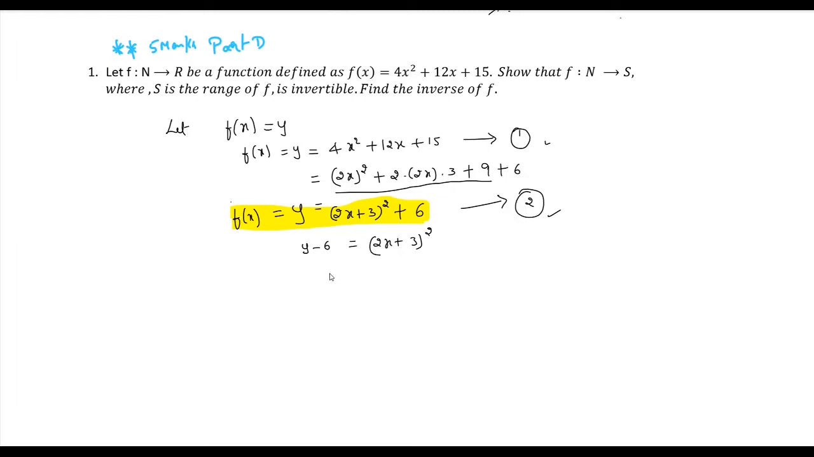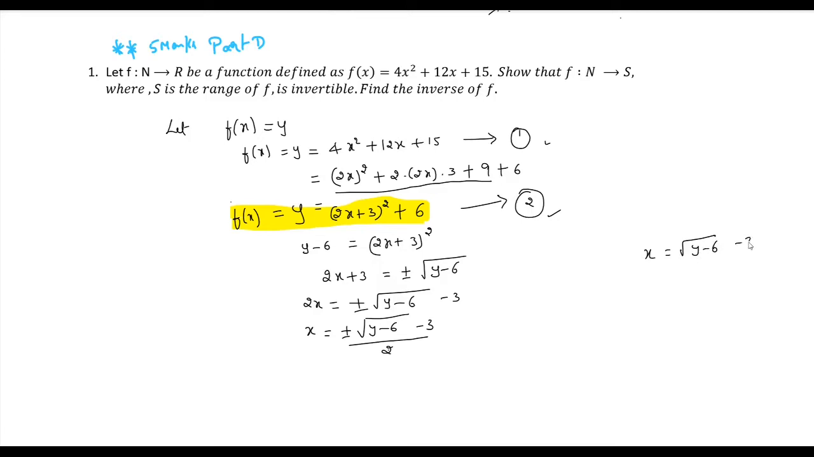So this will be 2x plus 3 plus or minus root of y minus 6. So this will be root of y minus 6 minus 3. So x will be plus or minus root of y minus 6 minus 3 whole divided by 2. Now there are two values possible for x. That is x is equal to root y minus 6 minus 3 whole divided by 2, or x is also equal to minus root of y minus 6 minus 3 whole divided by 2.